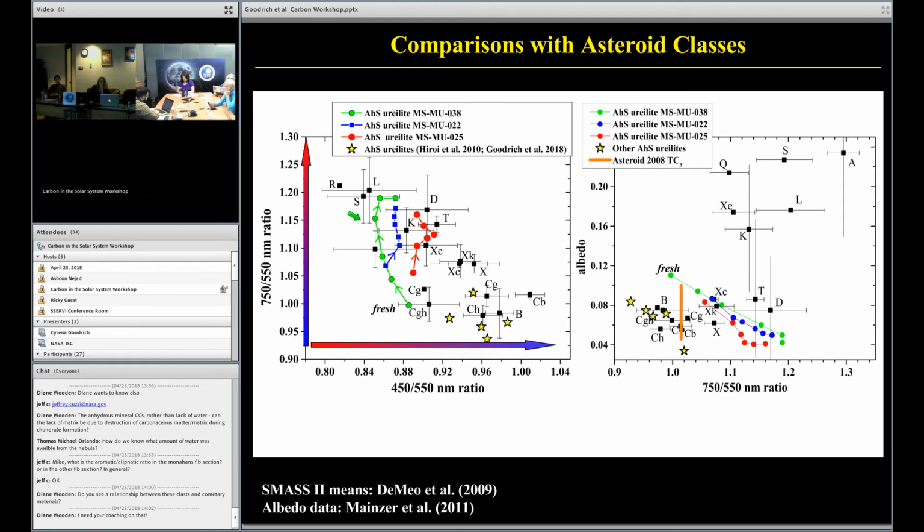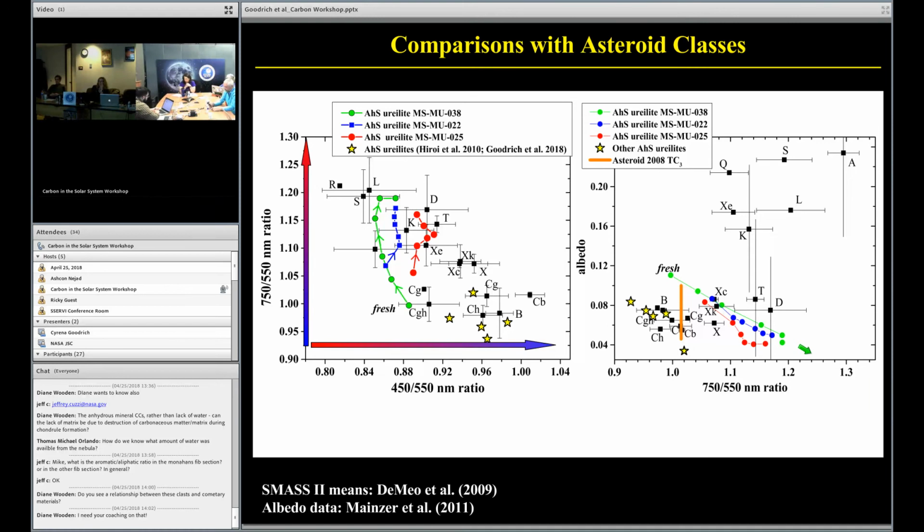We can get even more information if we add albedo. So on the right is a plot of albedo versus the 750 to 550 nanometer ratio. Again, the mean asteroid classes with the albedo data being from Lazzaro et al. 2011. Again, you can see all three samples getting increasingly redder and significantly darker in this plot.